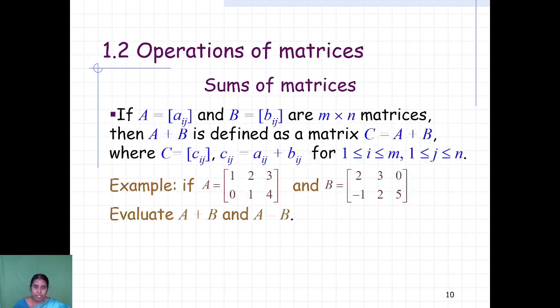Next, operations of matrices. What are the operations we are involving in our matrices? First one is the sum of matrices.